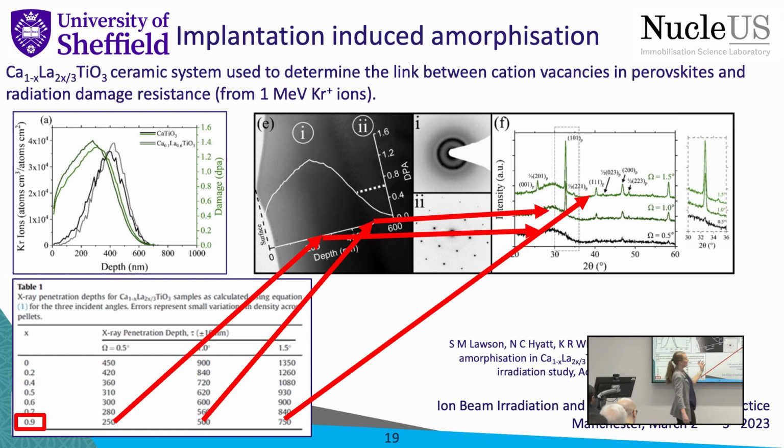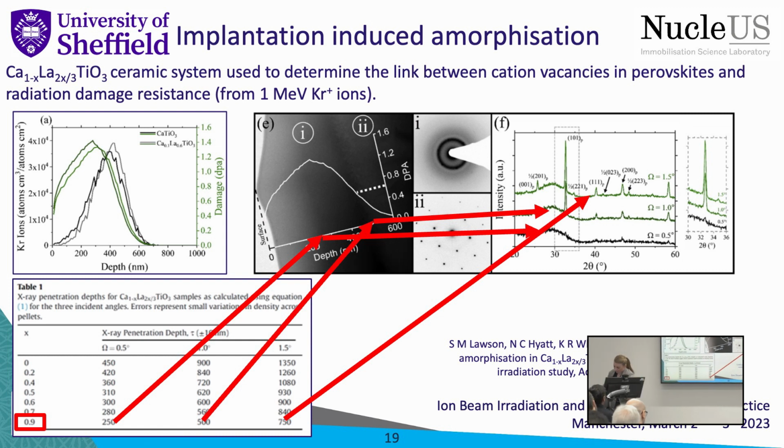Now, remember, you will always get a contribution from the surface damage layer in your grazing incidence diffraction patterns, because your X-rays are coming in and then coming out. So to get to here, they've got to go through your damage layer. So you're always going to have some of your amorphous material in this case.